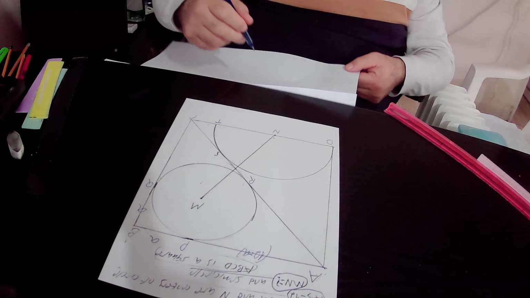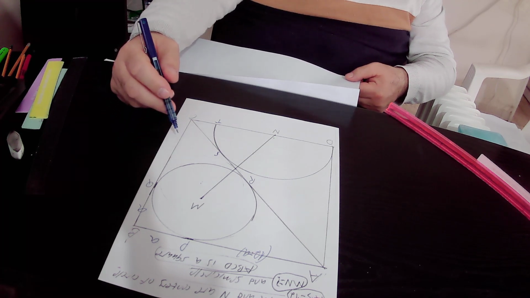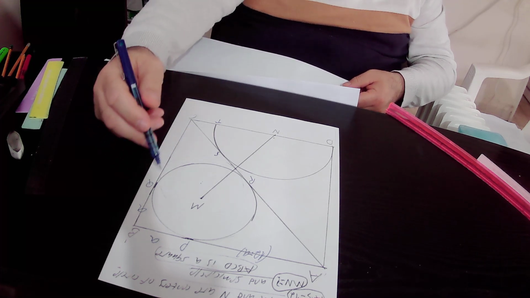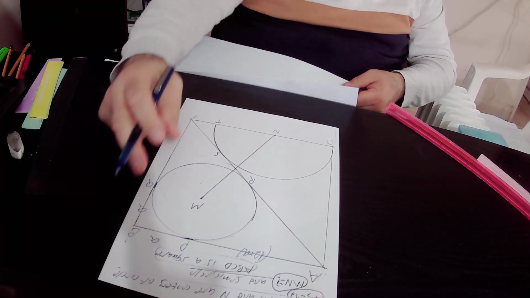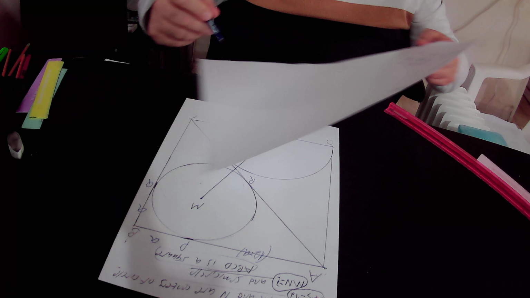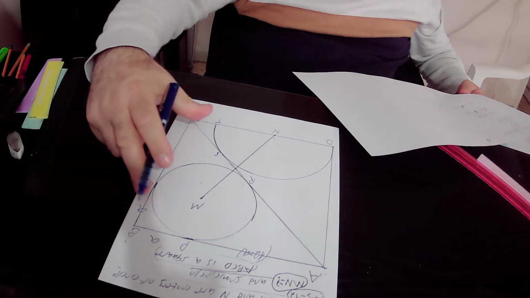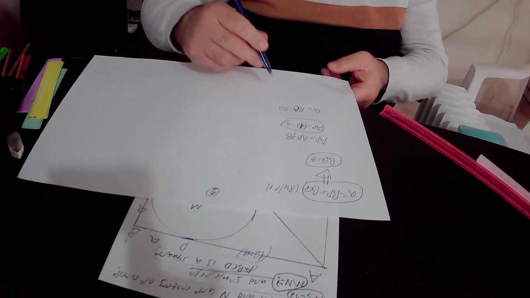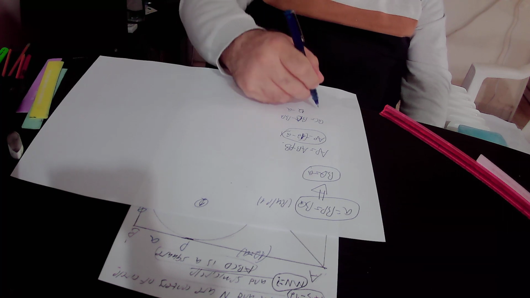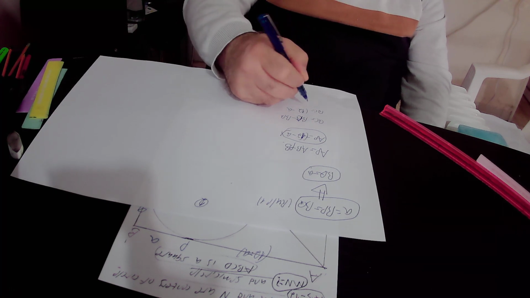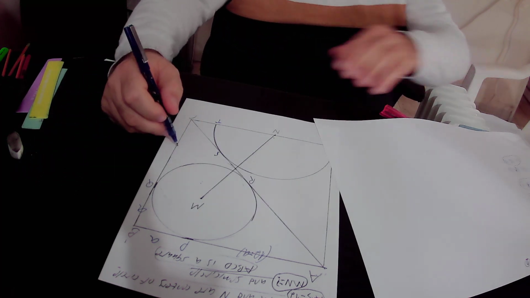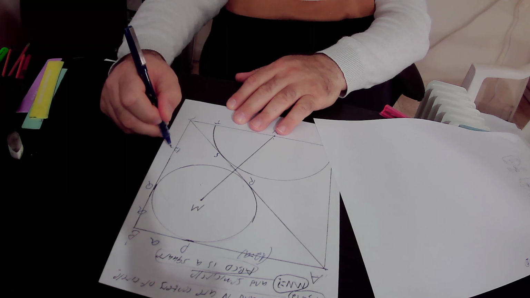So QC equals BC. Again, QC equals BC minus BQ. But BC equals 12 units and BQ equals A. So we found out that QC equals 12 minus A. We can write here that QC equals 12 minus A.